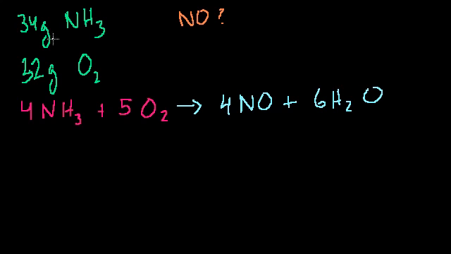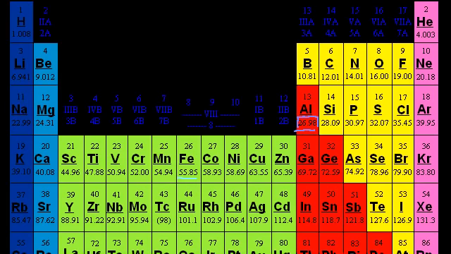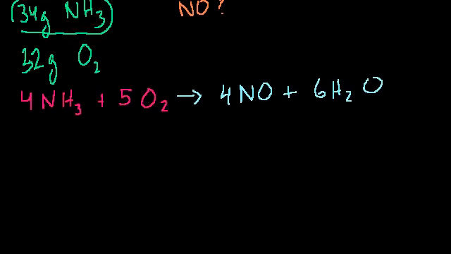We're given 34 grams of ammonia. So what we need to figure out is how many moles of ammonia were we given? So what's the molecular mass of ammonia? Let's say we're dealing with nitrogen 14, so it has a mass number of 14. Hydrogen has a mass number of 1.